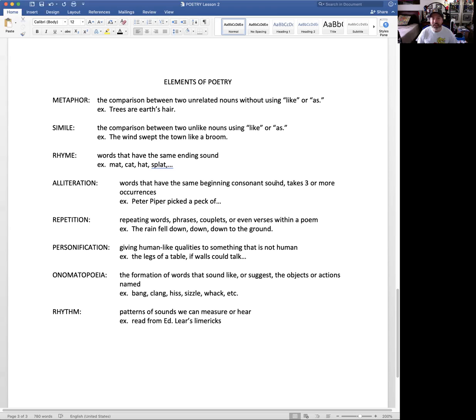Onomatopoeia, the formation of words that sound like or suggest the objects or actions named, like, so you're making a word that is the sound: bang, clang, hiss, sizzle, whack. You know, those aren't other words, those are just the sounds. So that's onomatopoeia, okay? Rhythm, patterns of sounds we can measure or hear, okay? Now rhythm we're gonna get into.